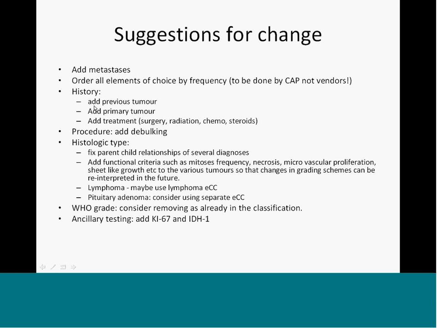Note that history would benefit from adding previous tumor and prior tumor and adding treatments, including steroids. There should be added debulking, and in histological type we wanted to fix some parent-child relationships. We especially want to add functional criteria such as mitotic frequency, necrosis, microvascular proliferation, sheet-like growth, at least in the angiomas, etc., so that basically it reflects the basis of the grading scheme rather than the grading scheme by itself. That lymphoma should probably follow the lymphoma ECC, and adenoma we would consider using a separate ECC that has been developed.